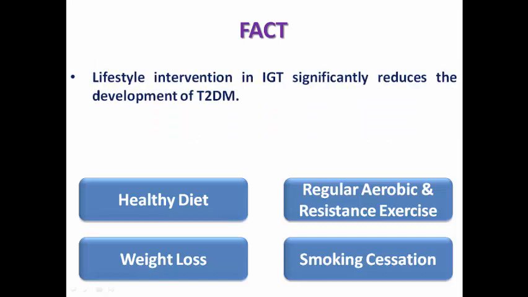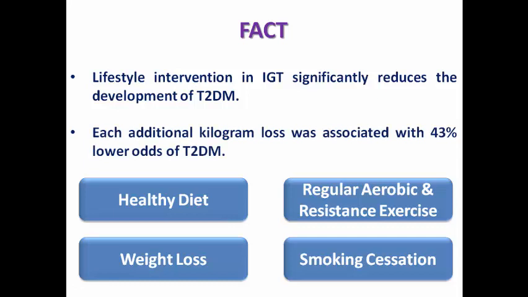Also, we need to repeat that lifestyle interventions in impaired glucose tolerance can reduce the risk to develop type 2 diabetes, and each additional kilogram loss is associated with 43% lower risk of developing type 2 diabetes. So those patients should be strongly advised regarding the importance of lifestyle modification to decrease the risk of developing diabetes.